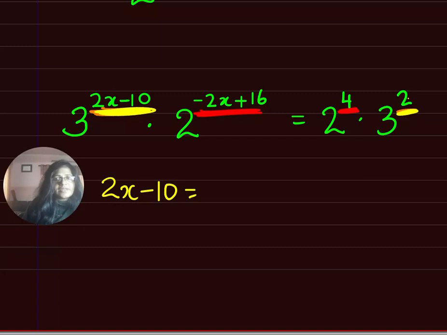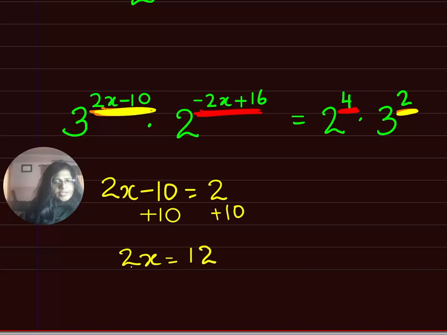So 2x minus 10 should be equal to 2. So how can we solve this? Yeah, we have to get rid of this negative 10. So we add 10 on both sides and you'll end up with 2x equals 12. How to get rid of this 2? We'll divide by 2 on both sides. So we'll end up with x equals 6.